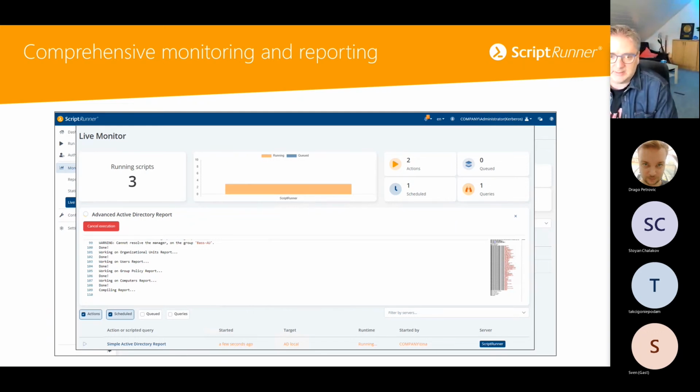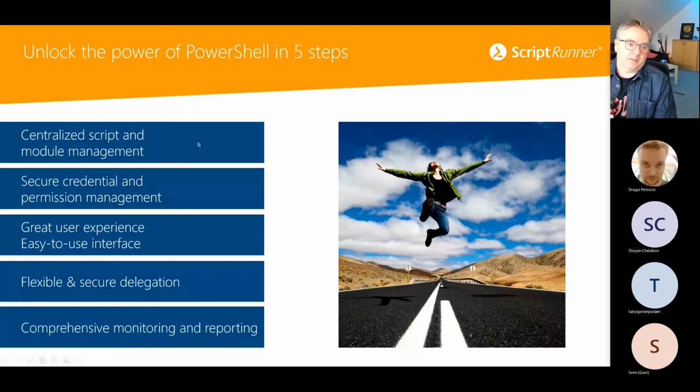And so these are actually the 5 steps: centralizing scripts and modules, having a secure credential and permissions management, creating an easy-to-use web user interface automatically based on the script, starting to delegate to the people who you want to enable to do and to trigger certain tasks, and having a centralized monitoring possibility here. And so with this, I will switch to my demo environment so we can take a look at a few examples and to see how that actually looks like.